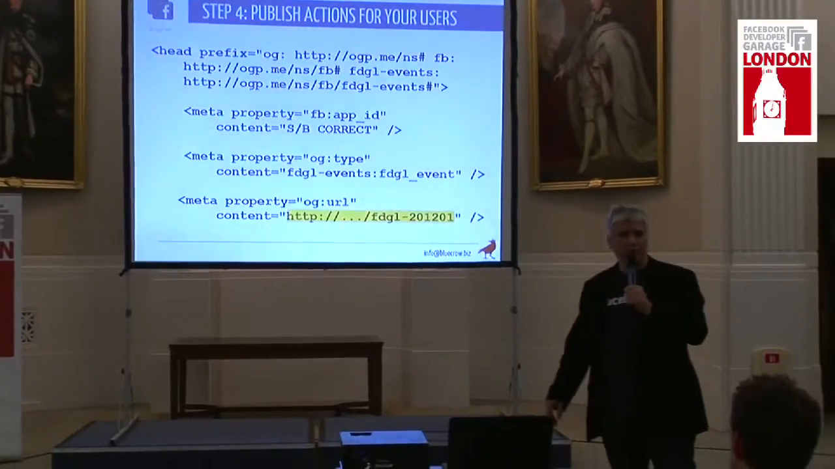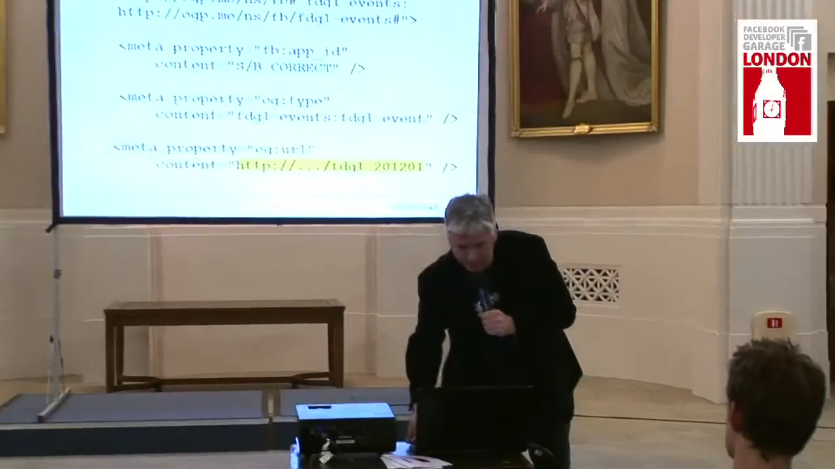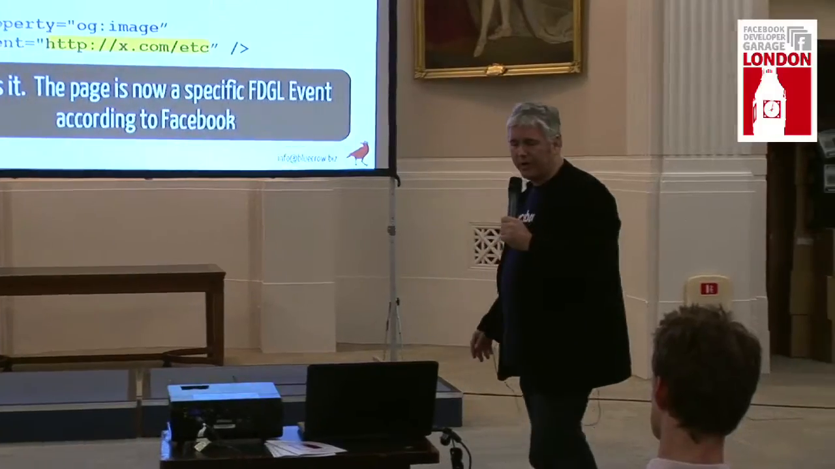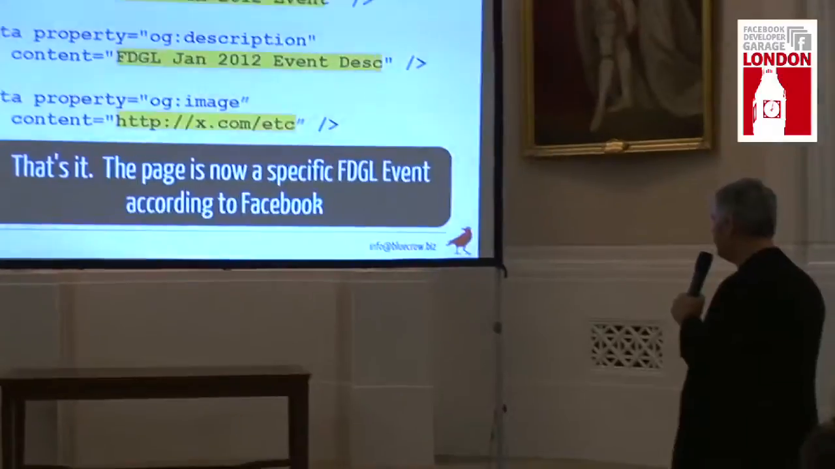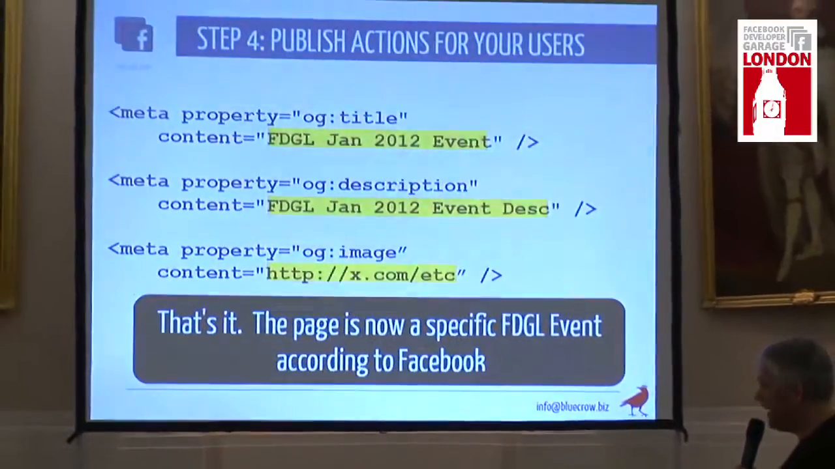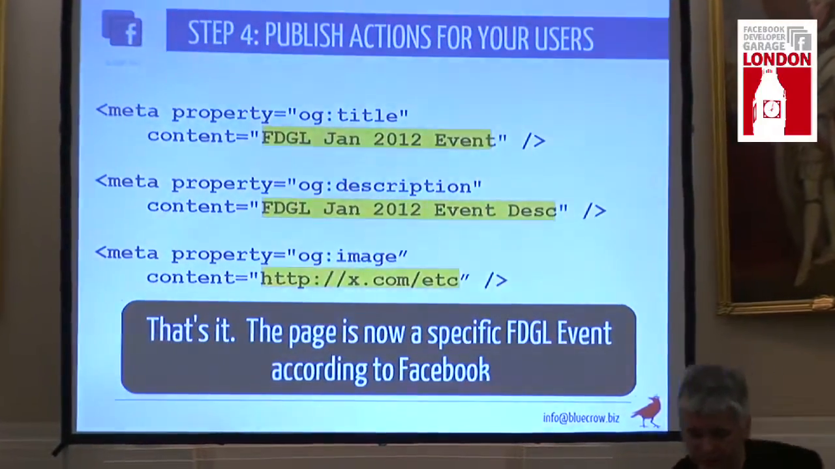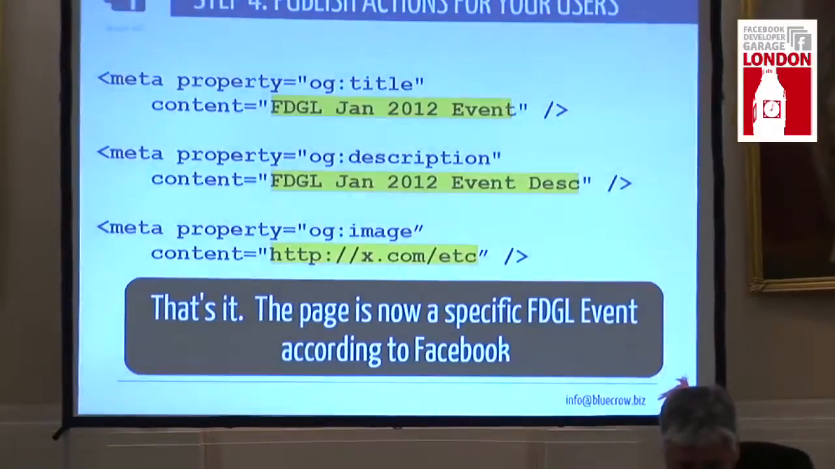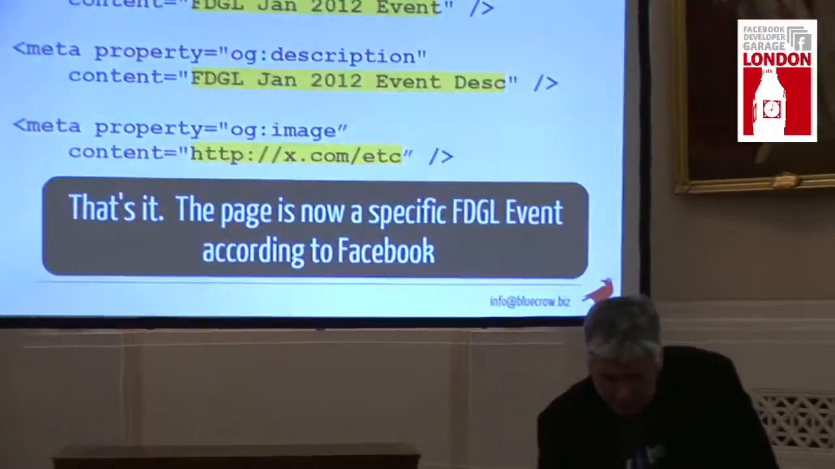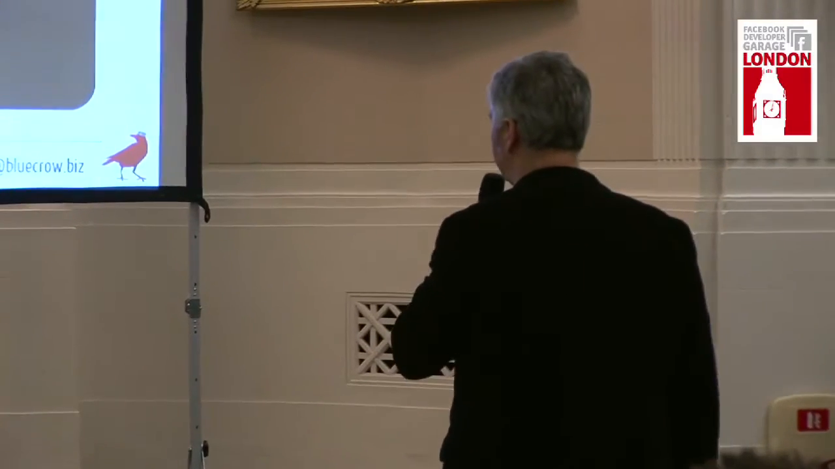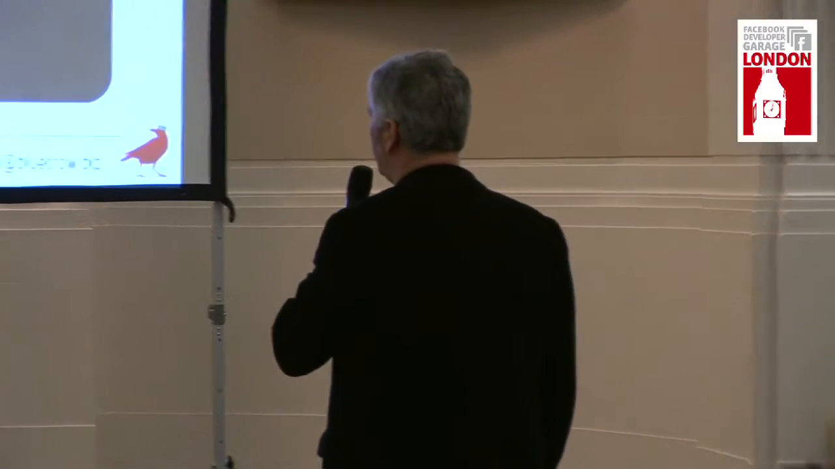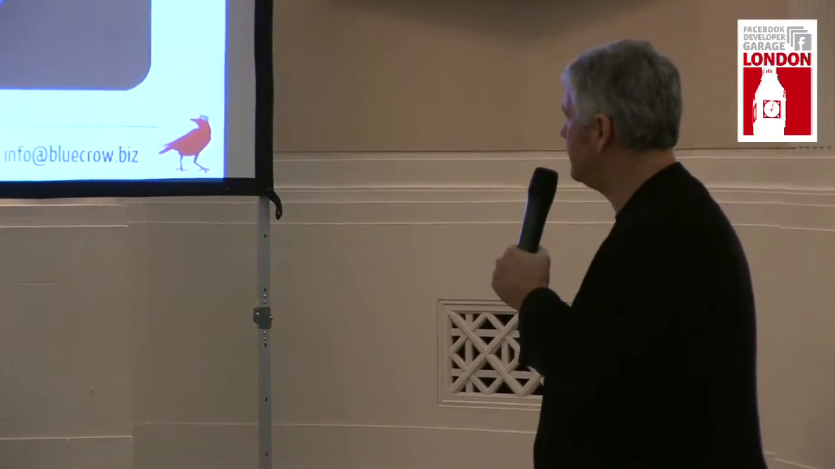That's going to be the URL to the page I just showed you. Really easy. And then this stuff is very obvious. It's just a title for your object, a description, and if you want, an image. So now, according to Facebook, this is actually a Facebook object, and a Facebook object of the type FDGL event. So the only thing we have left to do here is to code for this attend button to publish it to their timeline.